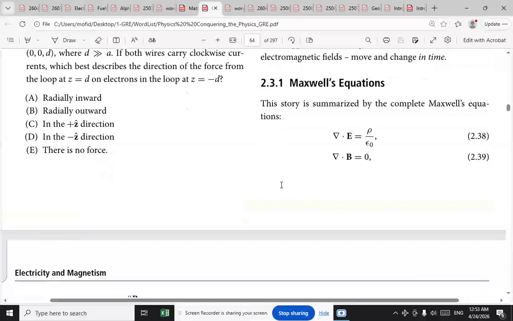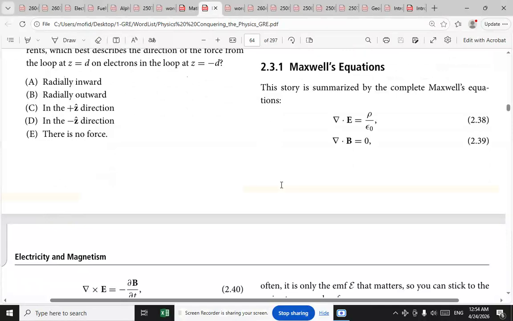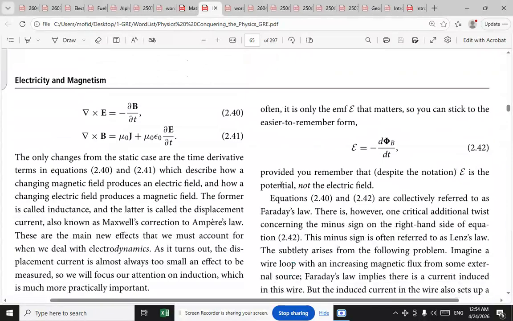Now I'm going to go through Maxwell's equations. The story is summarized by the complete Maxwell's equations. The first is divergence of E is equal to rho divided by epsilon 0. The next is divergence of B is equal to 0. And the next is curl of E is equal to minus the partial derivative of the magnetic field with respect to time. Another is curl of B is equal to mu 0 J plus mu 0 epsilon 0 times the derivative of E with respect to time.